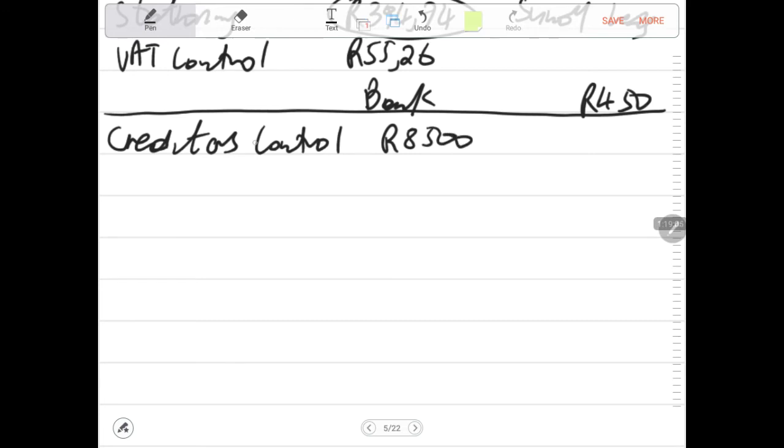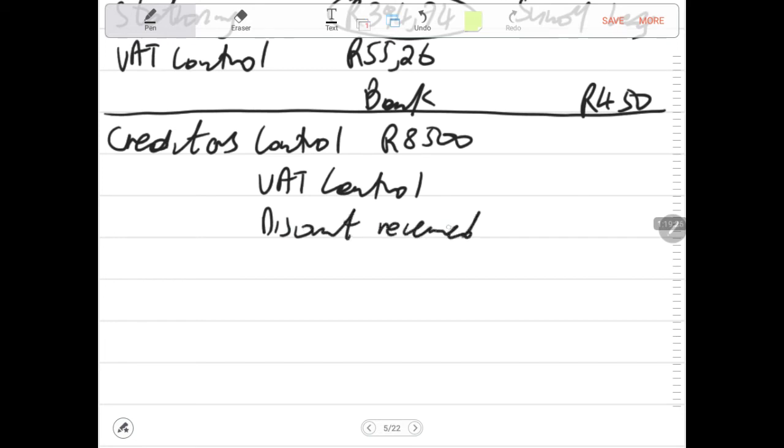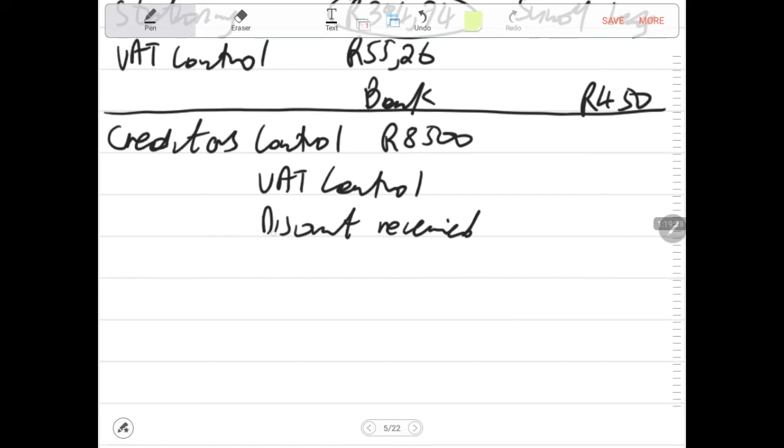Then if this is the full amount, all other transactions go to the credit side. That means now the VAT control, which is the input VAT, the discount received, which is the discount after VAT has been deducted, which we call interest income, and also the bank, they all go to the credit side.